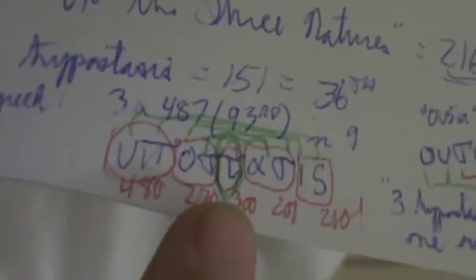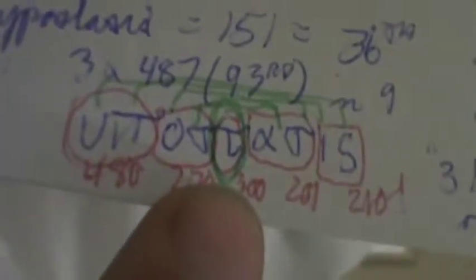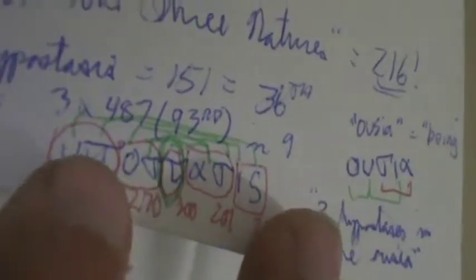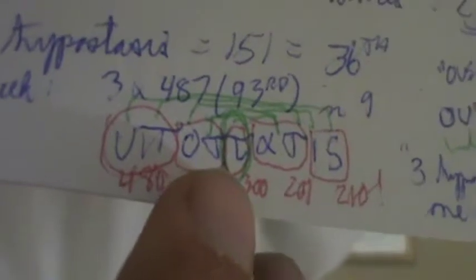So start with the 300 at center. Take the next two letters moving outward, that's 201, 200 plus 1. Then take this 70 plus this 200, that's 270. Then take this 80 with this 10, that's 90. Then take the first letter, 400, and the last letter, 200, to make 600. And you've got pairwise multiples of 3 moving out from the center letter, which equals 300.